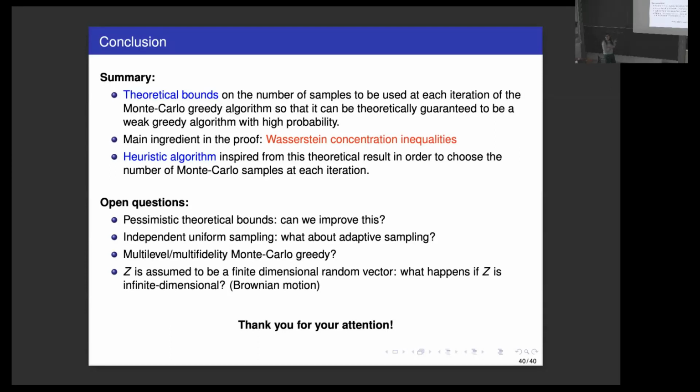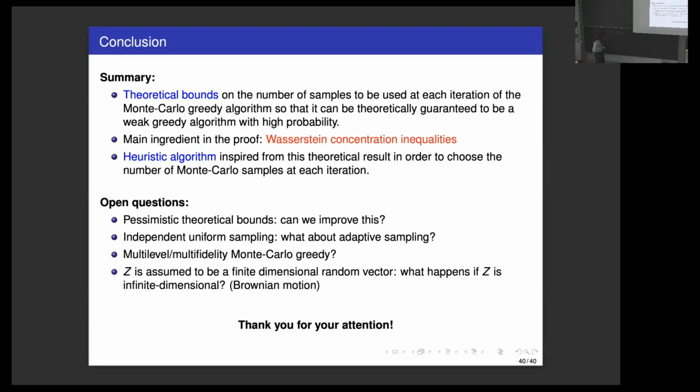Can we improve these pessimistic theoretical bounds? Okay. Can we use more efficient sampling schemes such as independent uniform sampling, which we studied there? Could we design some efficient multi-level or multi-fidelity Monte-Carlo greedy algorithm out of this kind of approach? And here, related to what I was telling you about, that has to be a finite dimensional vector there. Okay. Otherwise, for these concentration inequalities, we don't know if there exist such kind of results. I guess it does not exist.